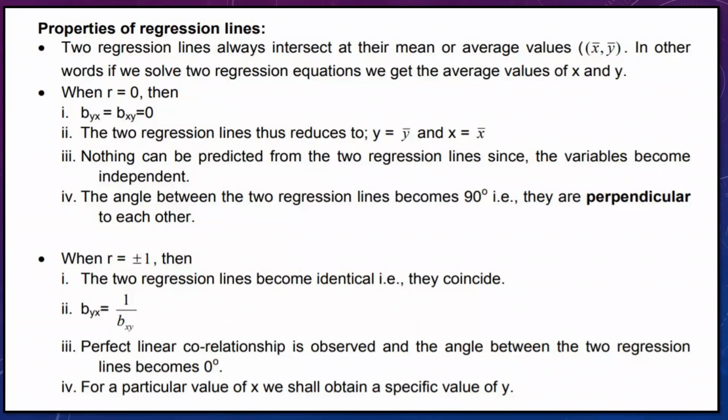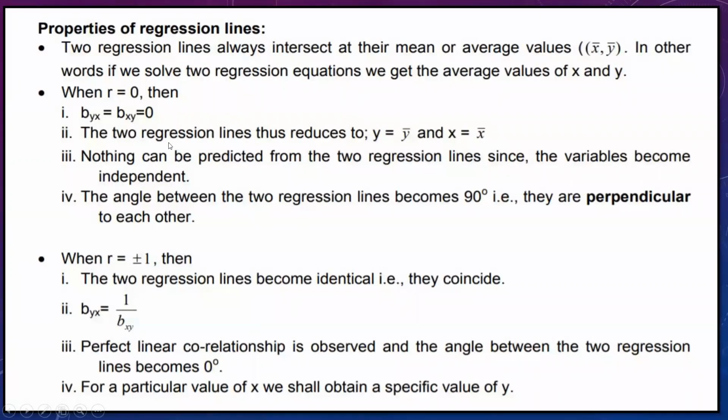Here are the properties of regression line. Two regression lines intersect at their mean or average values, in other words, when we solve the two regression equations, we get the values of x bar and y bar. When correlation coefficient is 0, the regression coefficients byx and bxy will be equal to 0, and thus the lines reduce to y equal to y bar and x equal to x bar.